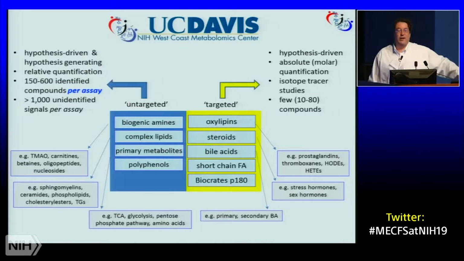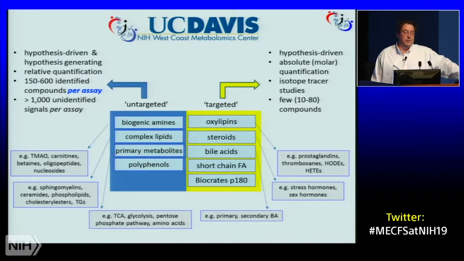All right, and that's why at the West Coast Metabolomics Center at UC Davis, we use different assays. So on the one hand, we use so-called untargeted assays. These are both hypothesis-driven and, at the same time, hypothesis-generating. We usually do relative quantification, and we move towards absolute quantifications for these untargeted assays as well.